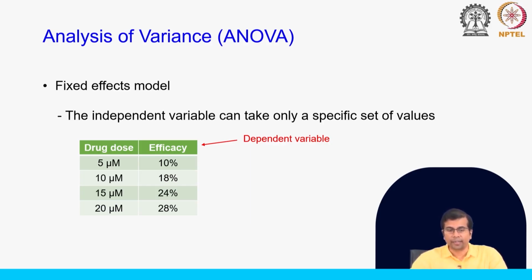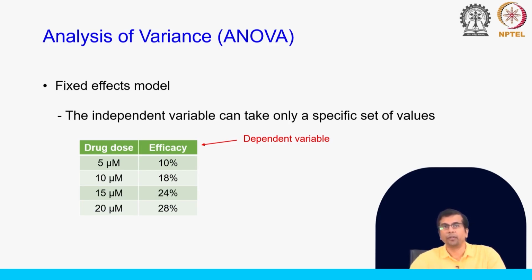In this example, this is a table, again we are looking at drug dose versus efficacy, and the efficacy is the dependent variable. This is the outcome that we are interested in, and we want to measure, and we want to see how this changes when we change the drug dose. So, the drug dose here, we are doing this treatment at specific levels, 5, 10, 15, 20. So, this is fixed effects model.